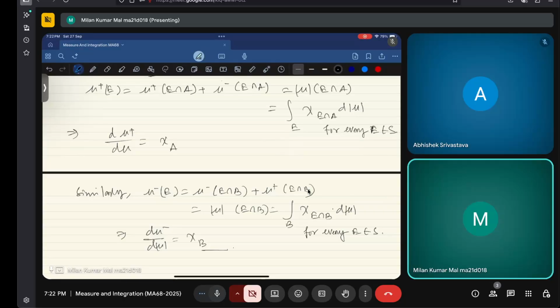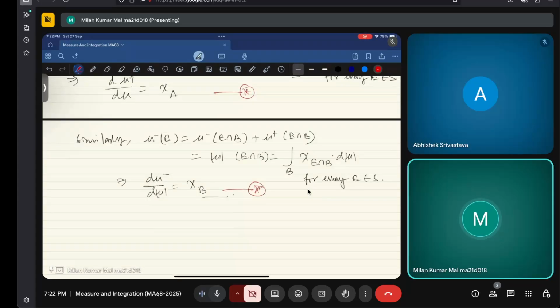So these are the two answers. The plus part will give the characteristic function of A and the minus part will give the characteristic function of B. You can relate this here: A and B are the positive set and negative set respectively.